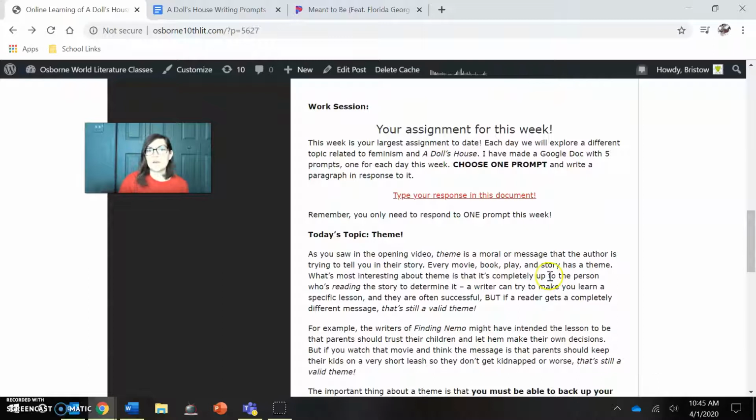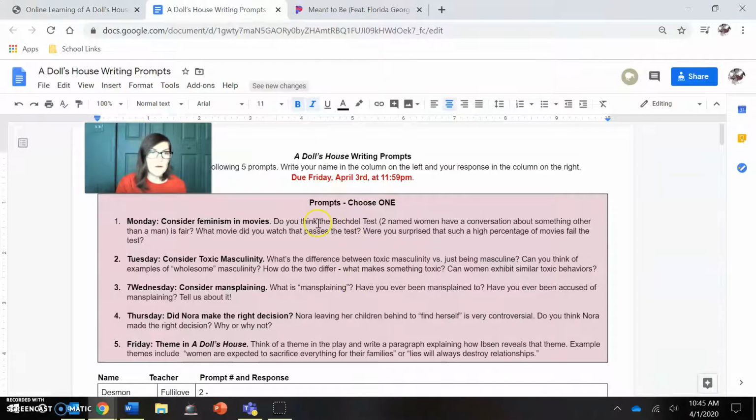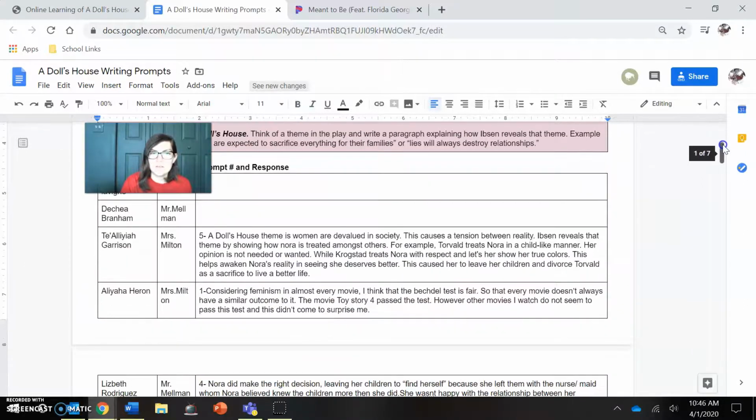As a reminder, your assignment for this week is to complete one of these writing prompts. This is due tonight by 11:59 p.m., so basically midnight. Go ahead and type your teacher's name and your response to one of these prompts in the chart that's down here on this page. You can see some there.